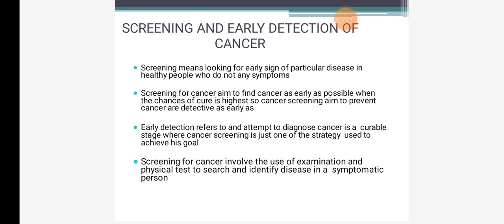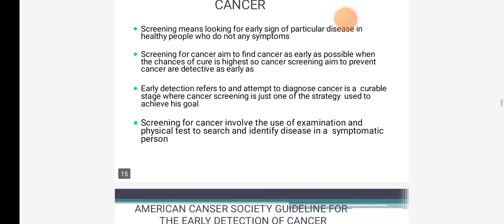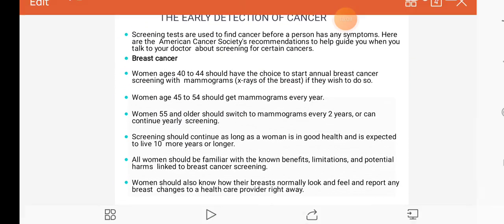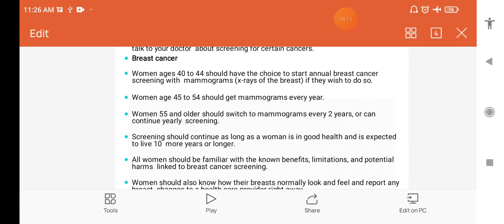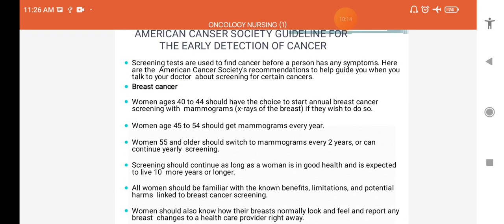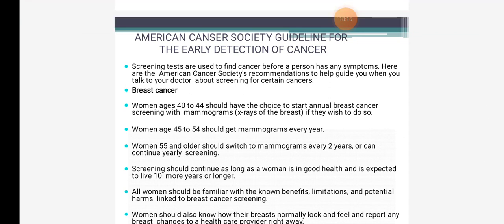Screening for cancer involves the use of examinations and physical tests to search for and identify the disease in an asymptomatic person. According to American Cancer Society guidelines for early detection of cancer, screening tests are used to find the cancer before a person has any symptoms. Here, the American Cancer Society recommends a health guide when you talk to your doctor about screening for certain cancers. So first is breast cancer.